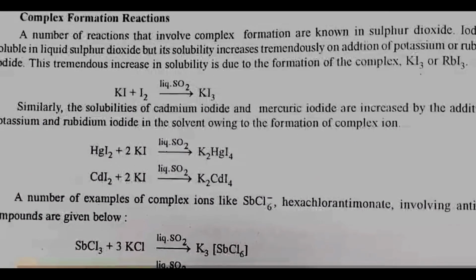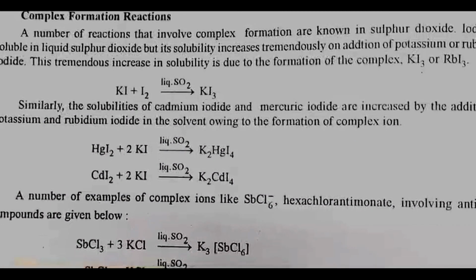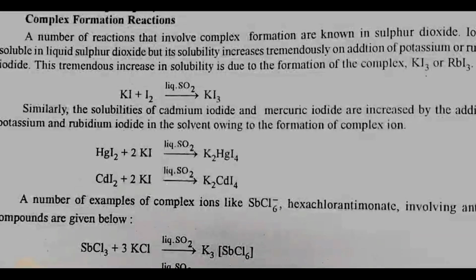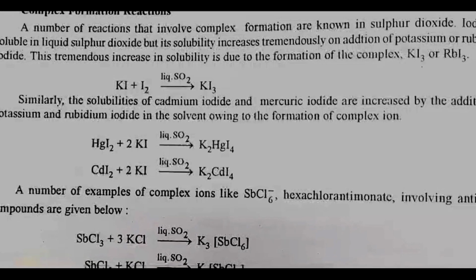Complex formation reactions. A number of reactions that involve complex formation are known in sulfur dioxide. Iodine is soluble in liquid sulfur dioxide, but its solubility increases tremendously on addition of potassium and rubidium iodide. The tremendous increase in the solubility is due to the formation of complex KI3 or RbI3. KI plus I2 is equal to KI3.